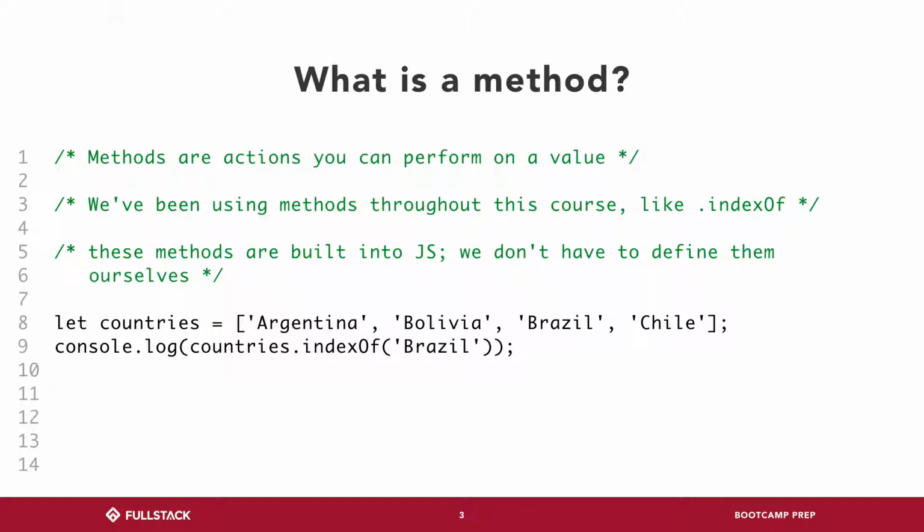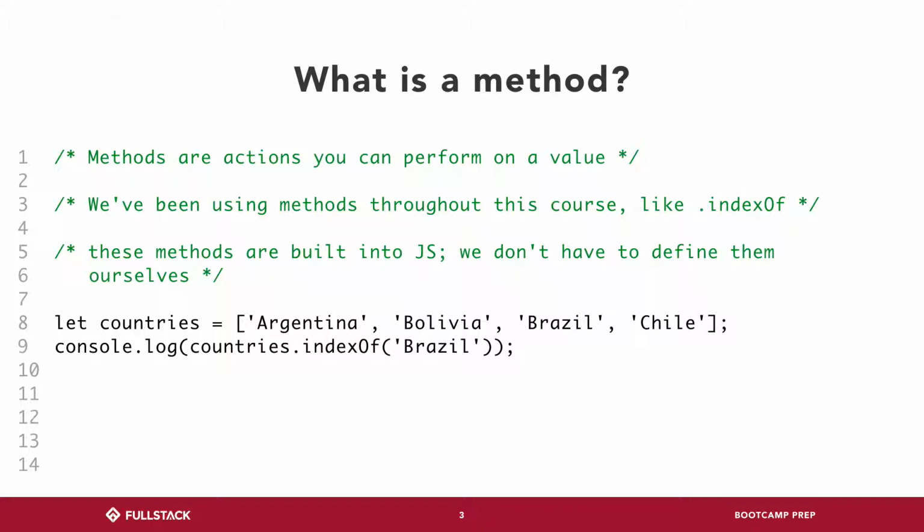But since we're on this, we might as well go into it right now. Under the hood, countries would be an object, and indexOf is a property of that object. That's a function. But just a quick interesting note: under the hood, this function is like a for loop that loops over the entire array, and it needs to check.